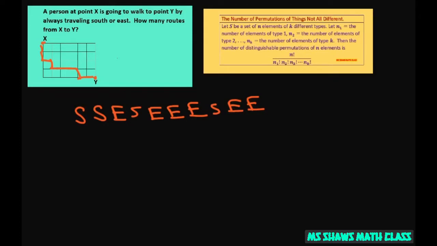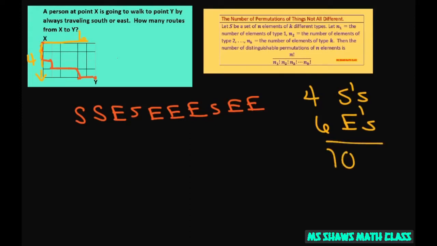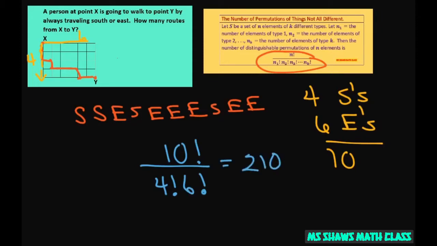But each time what you're going to get is always four S's and six E's, because there's four this way and six this way. This is a 4 by 6, and we have a total of 4 plus 6 is 10. So we're going to use our number of permutations of things not all different. So we're going to put 10 factorial divided by 4 factorial times 6 factorial, and this equals 210 possible routes from X to Y.